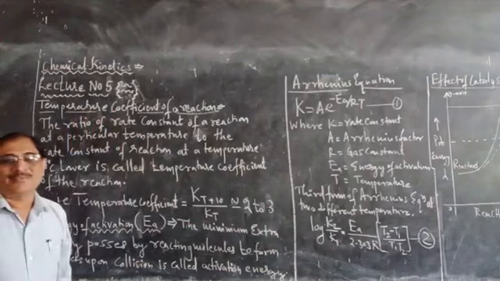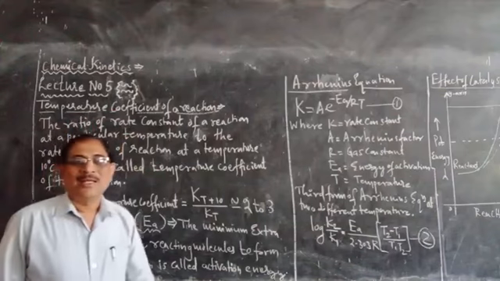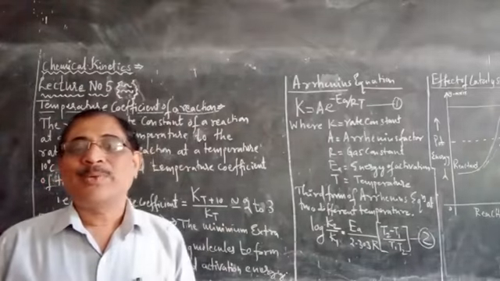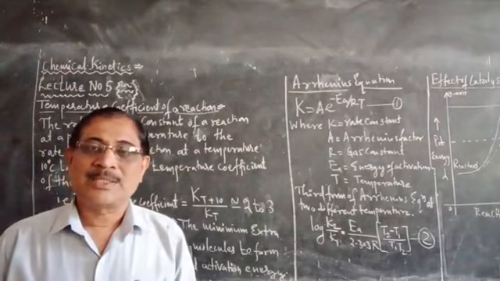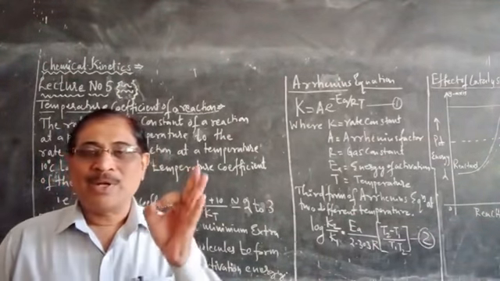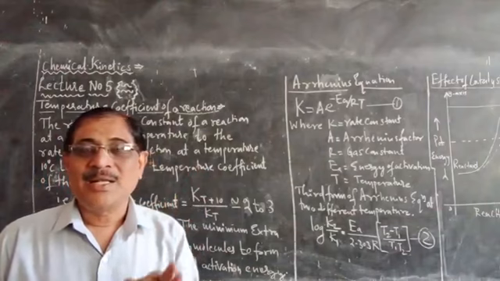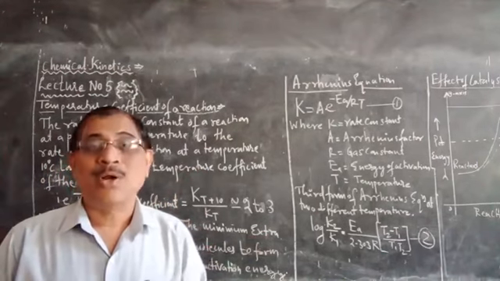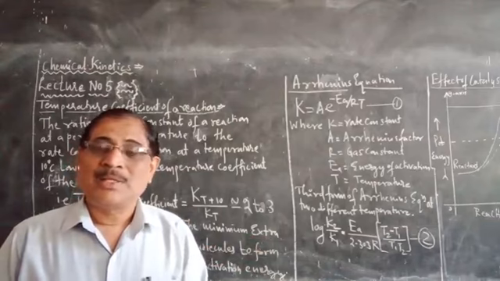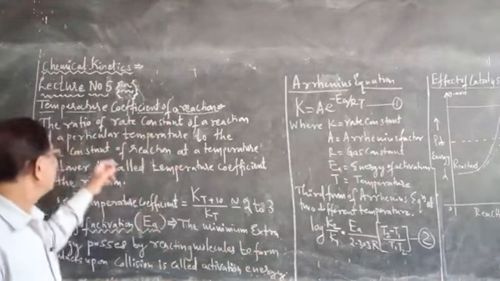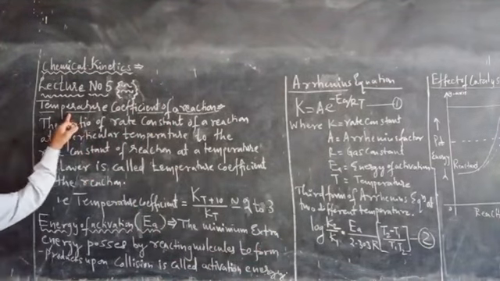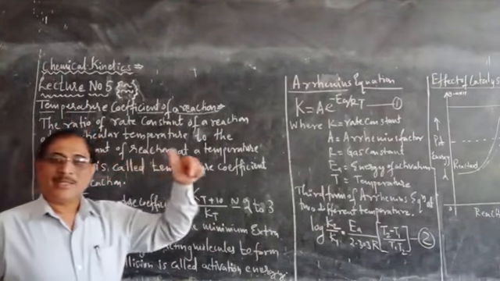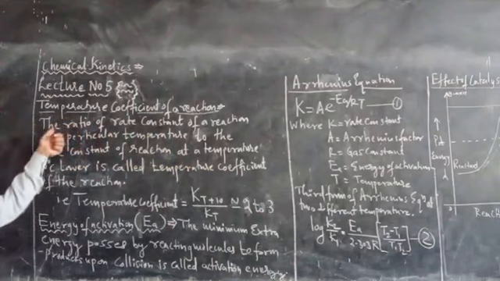It is found that as the temperature increases, the rate of reaction also increases. And it is found that for every 10 degrees centigrade rise in temperature, the rate of reaction doubles or triples. That factor is called the temperature coefficient of the reaction. Let us consider the mathematical and the word definition.